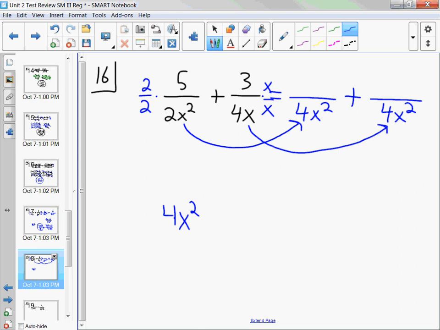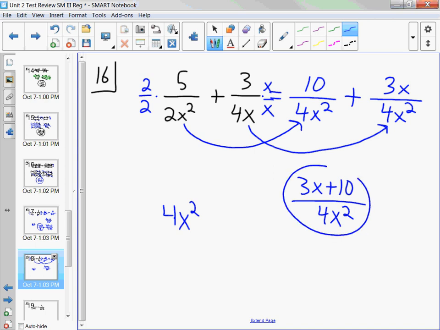So on the top, 2 times 5 is 10. And on the right side, 3 times x is 3x. And I have my common denominator, so I have 3x plus 10 on the top over 4x squared. There is no factoring the numerator up there, so nothing's going to cancel out, and that is my answer.